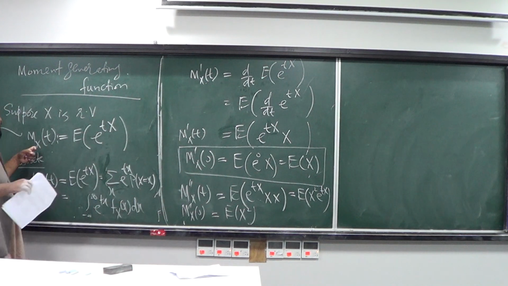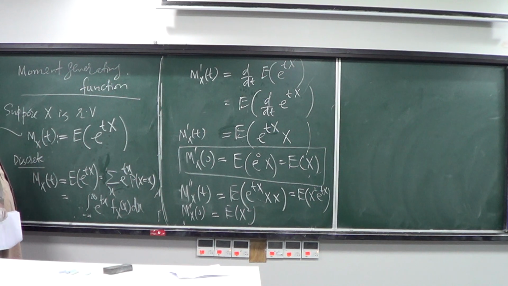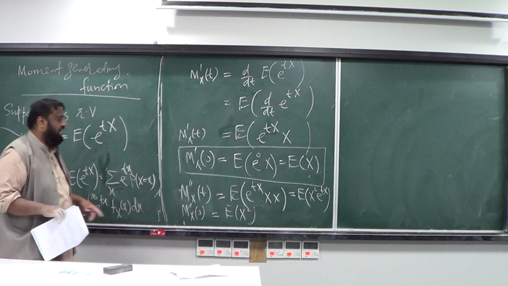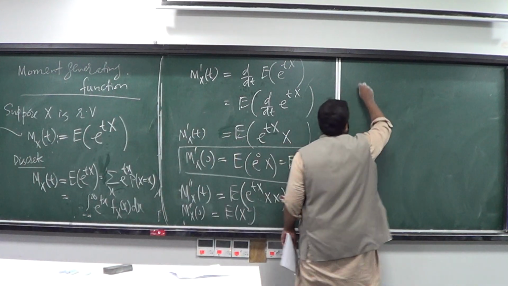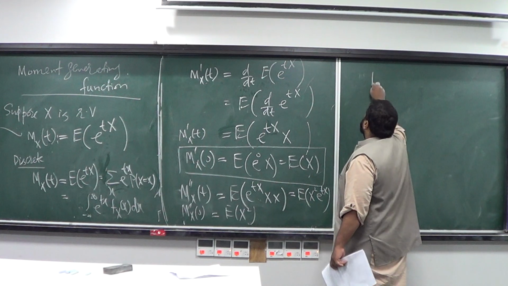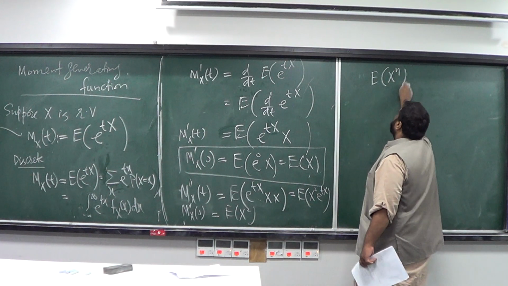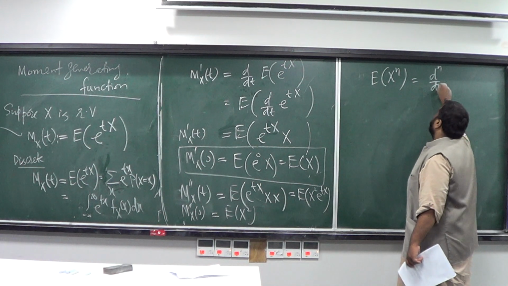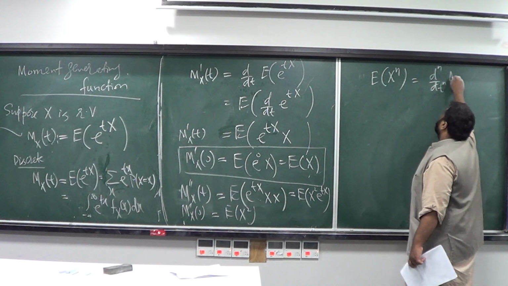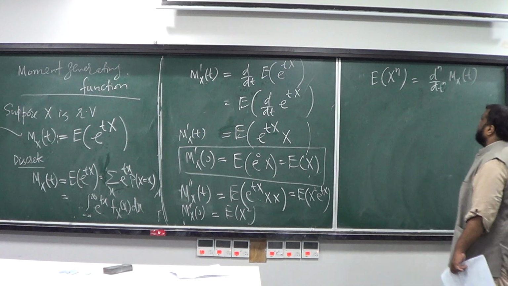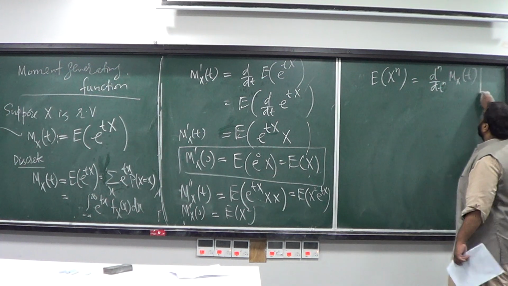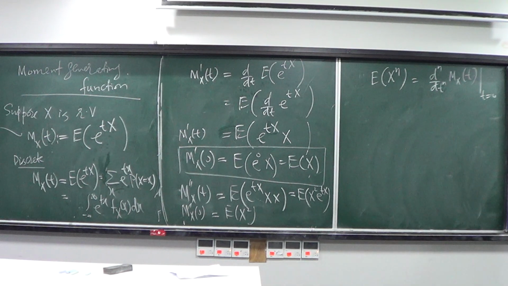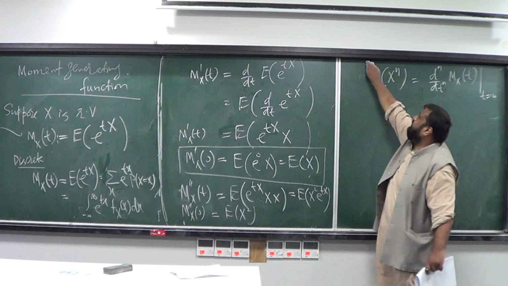So if I take this function and differentiate it with respect to t two times, and then substitute t equal to 0, that would be equal to the second moment. Hence you can generalize this inductively: if you want to compute the nth moment of the given random variable, you differentiate this function with respect to t n times and substitute t equal to 0, and that would be equal to the expectation of x to the n.